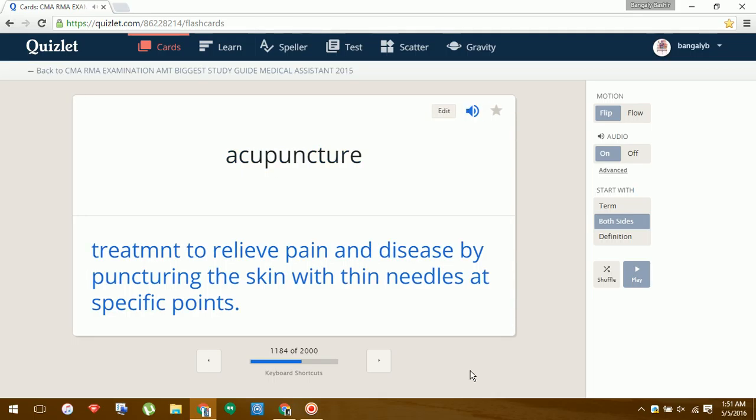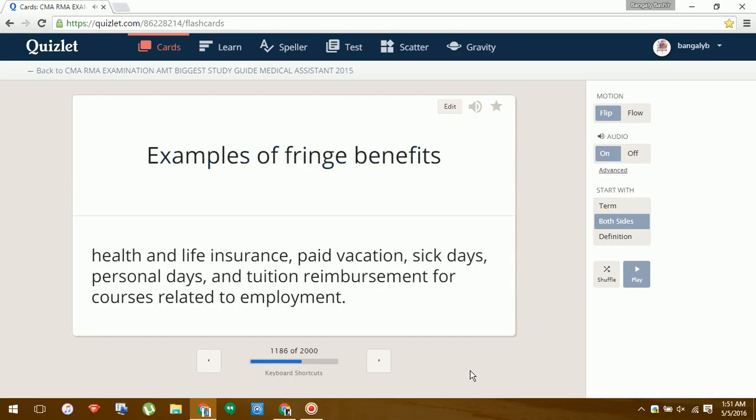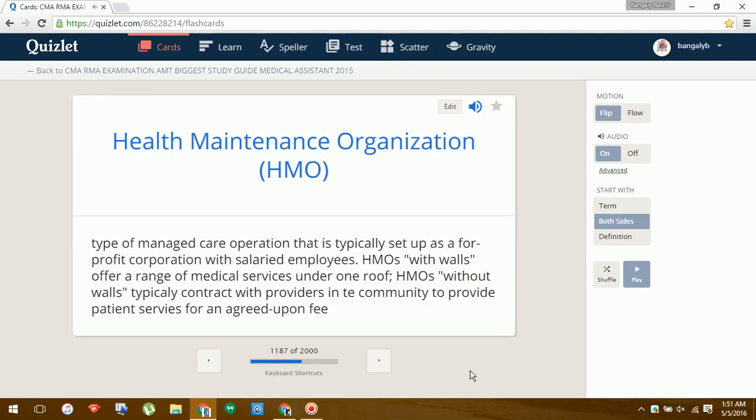Acupuncture. Treatment to relieve pain and disease by puncturing the skin with thin needles at specific points. Fringe benefits. Benefit above and beyond salary to which an employee may be entitled. Examples include health and life insurance, paid vacation, sick days, personal days, and tuition reimbursement for courses related to employment. Health maintenance organization.